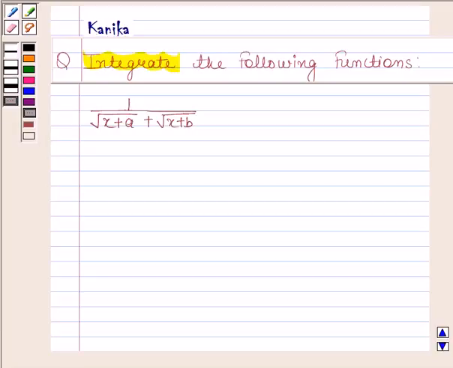Let us discuss the following question. The question says, integrate the following functions. Given function is 1 by square root of x plus a plus square root of x plus b. Let's now begin with the solution.